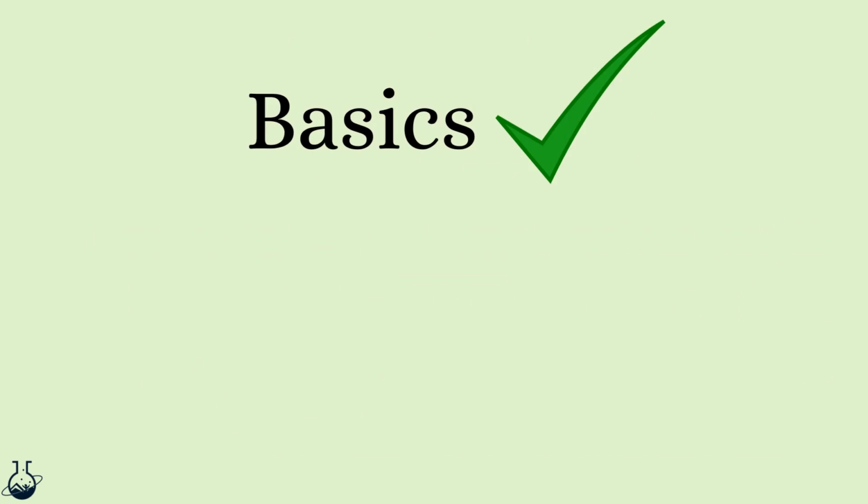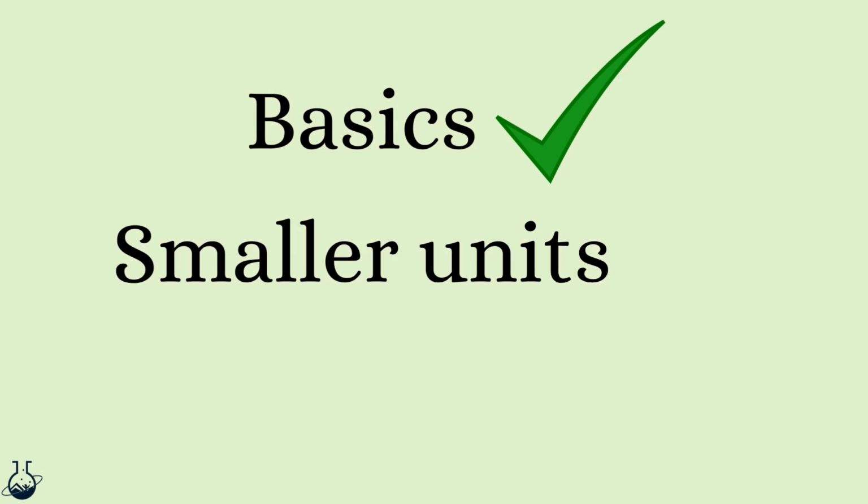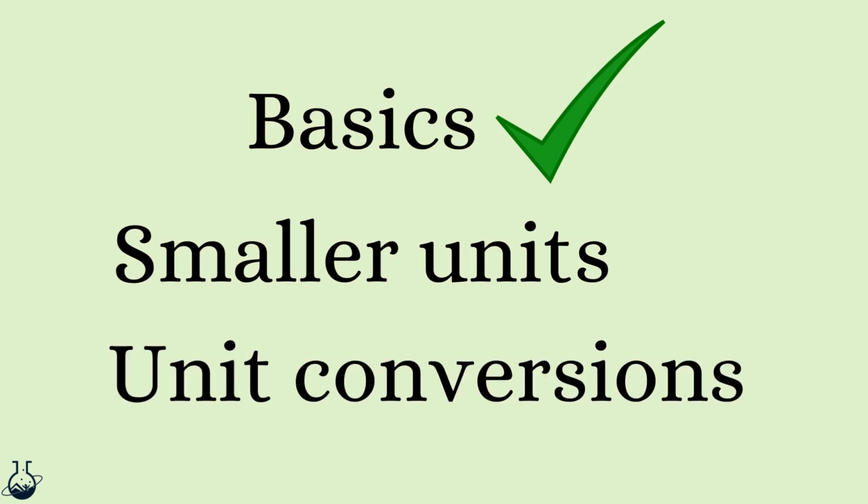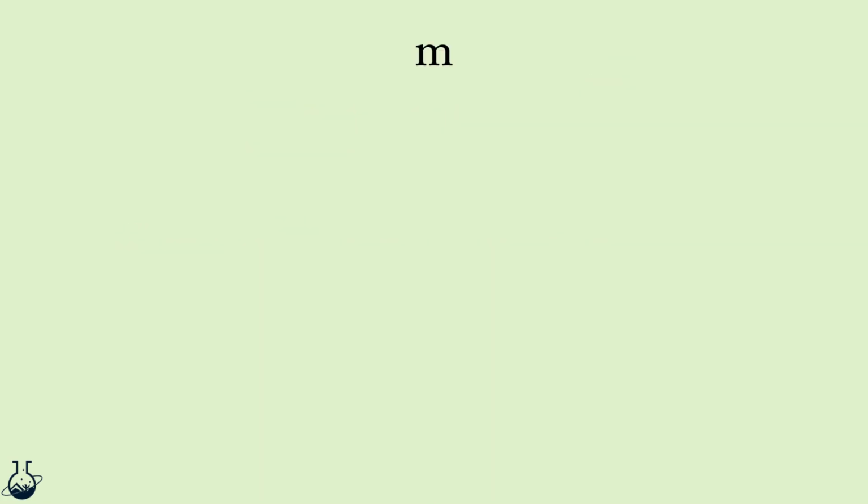Okay, now we have some basics out the way, let's dive in a little deeper to learn about smaller units, and just as importantly, how we convert between them, all because these conversions can crop up in exam questions. Metres are made up of centimetres. Centimetres are made up of millimetres. Millimetres are made up of micrometres, which are made up of nanometres.